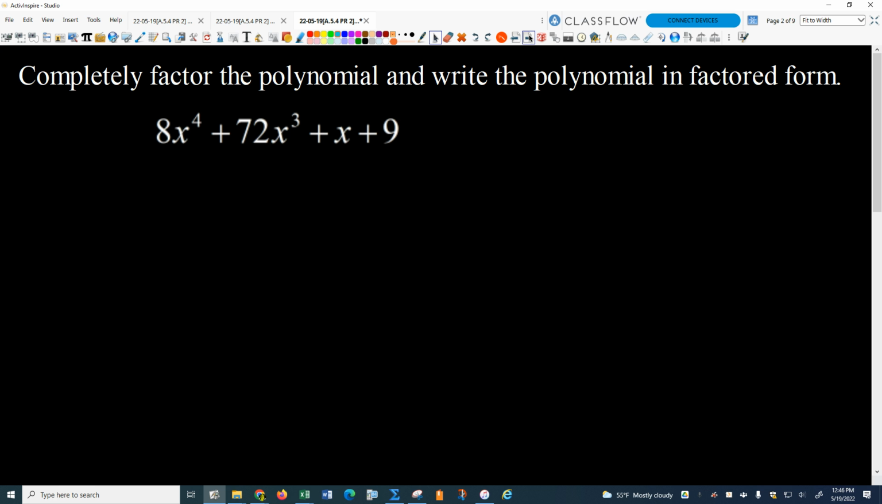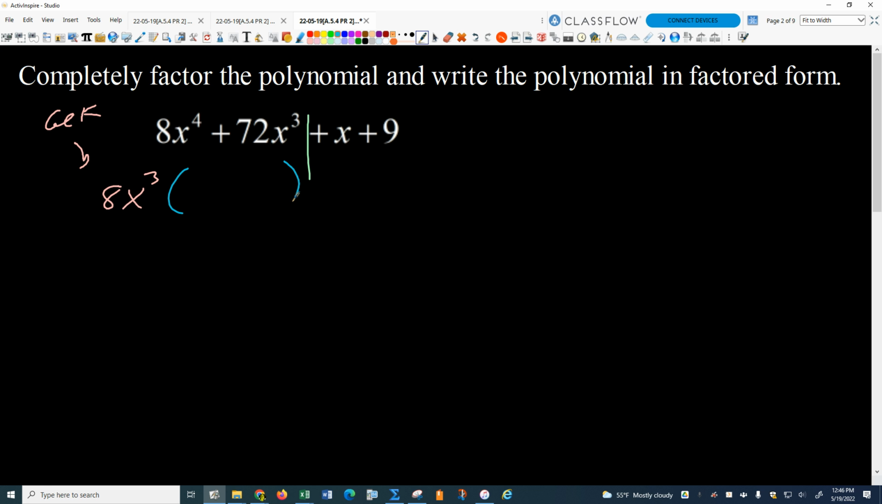Okay, good. We're going to split up the groups first of all, right? And I would encourage you, I know this is kind of dorky, but I'd even just make that little line there so you just remember that I got group 1 and group 2, right? Okay, group 1. I could undistribute an 8x cubed. Everybody agree? Okay. So group 1, the GCF is 8x cubed.